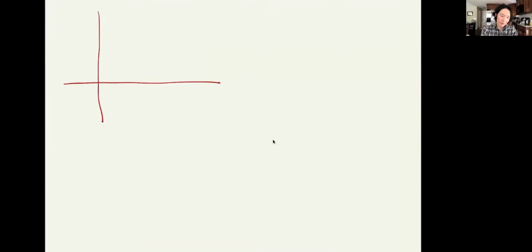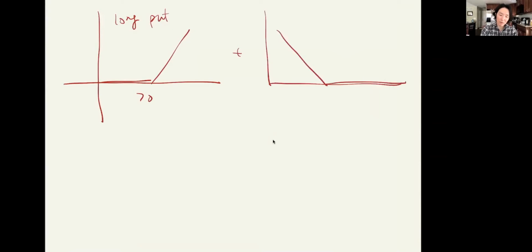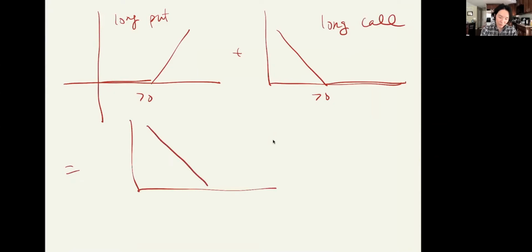Okay, so you take a long put with a strike price of 70 plus a long call with a strike price of 70, then you get this V-shaped payoff, right? So this is what's called a long straddle.